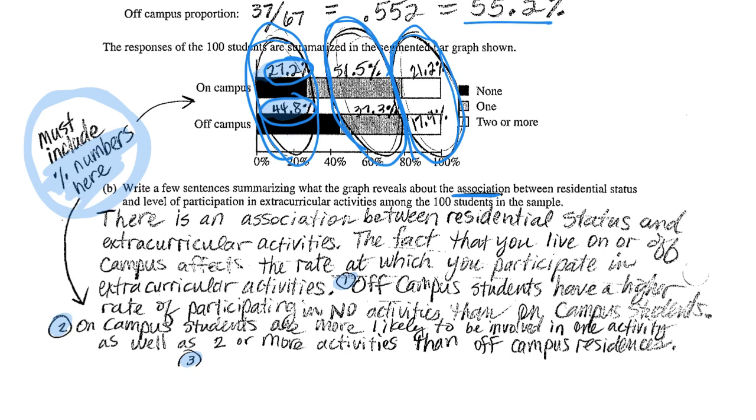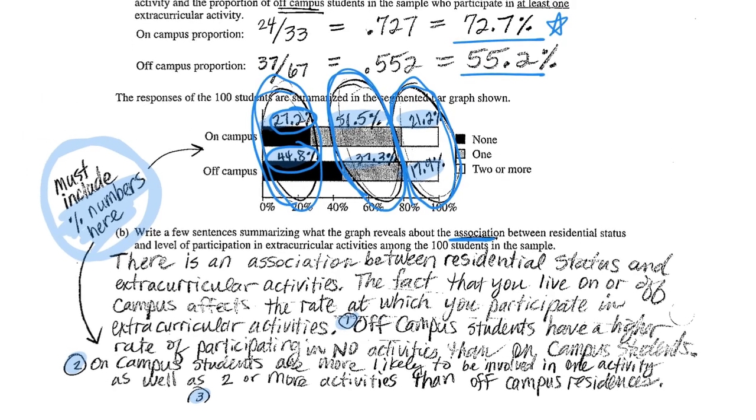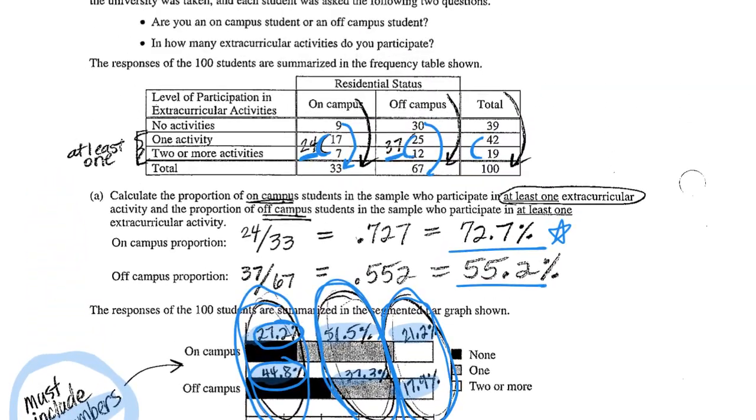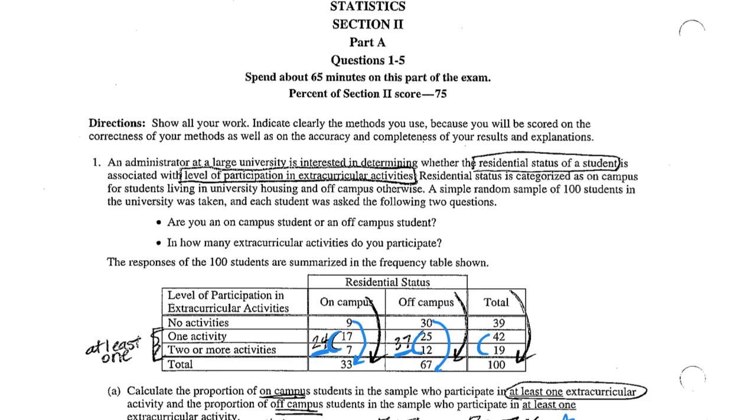On-campus students are more likely to be involved in one activity as well as 2 or more activities than off-campus. So I kind of did that in both cases. On campus, we're more likely to be here, 51.5 to 37.3, as well as 2 or more, 21.2 to 17.9%. So make sure you include those percentages to have a thorough, full write-up for this AP exam. And I was specific in doing so.